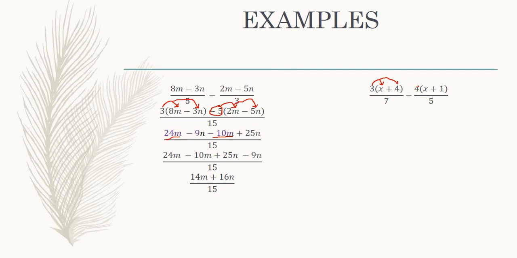And then we're going to do the same thing over here, which is to take 4 to multiply our first term, which is x, and take 4 to multiply our second term, right? So if we distribute, what we will get is that 3 times x, that gives us 3x, and 3 times 4, that gives us positive 12. And all of this should go over your original denominator of 7. Go back your subtraction sign. And then it's going to be 4 times x, that gives you 4x. And 4 times positive 1, that gives you positive 4. And all of this is placed over 5.